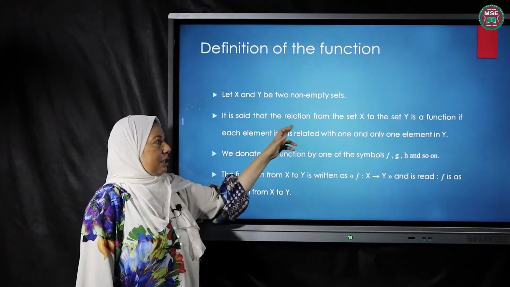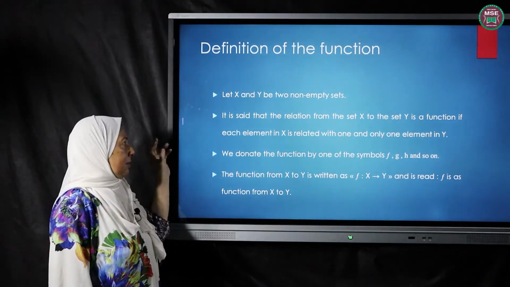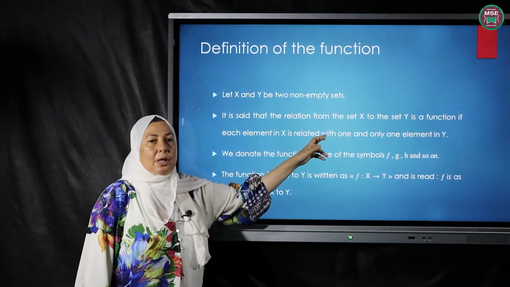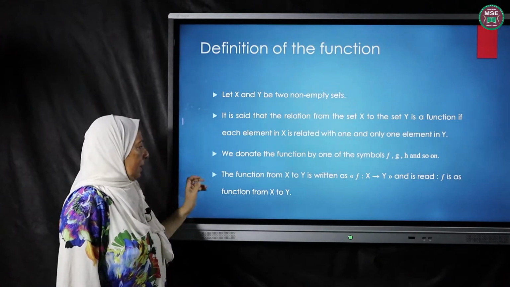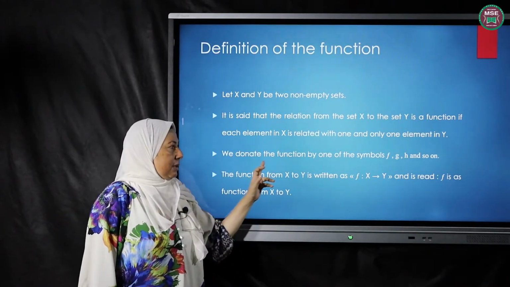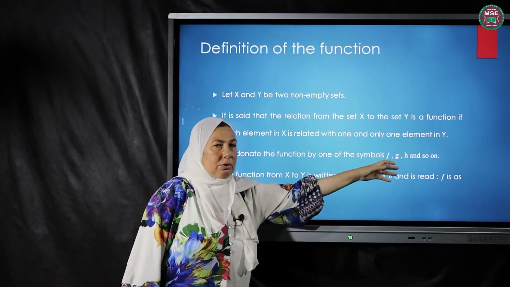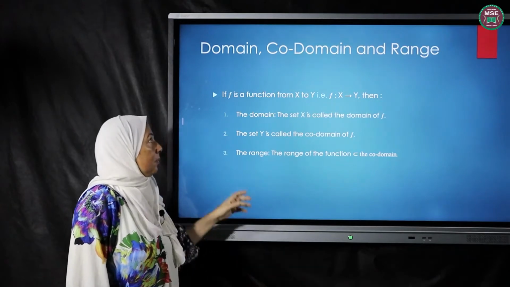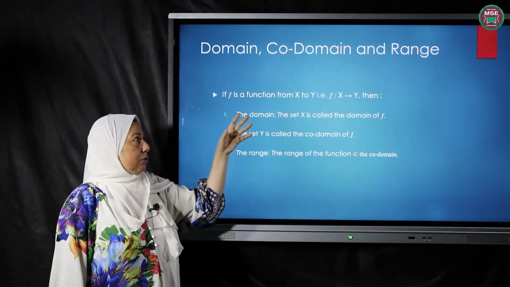It's said that the relation between x and y is a function if each element in x is related with one and only one element in y. We denote the function by one of the symbols f, g, h, and so on. We define domain, codomain, range.